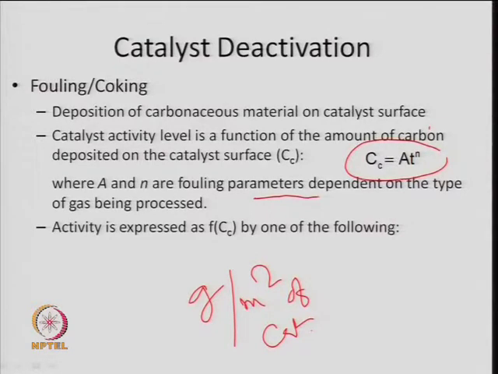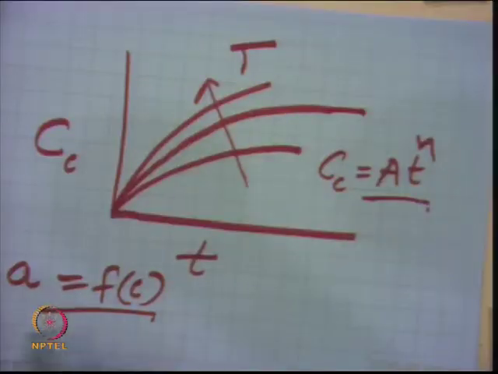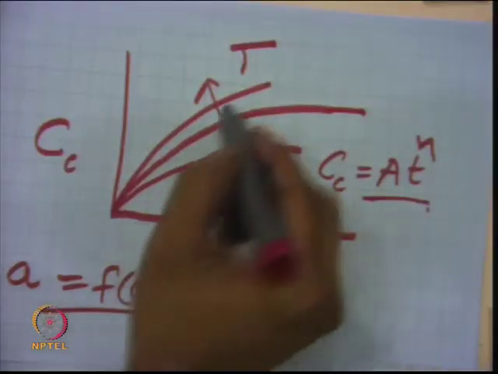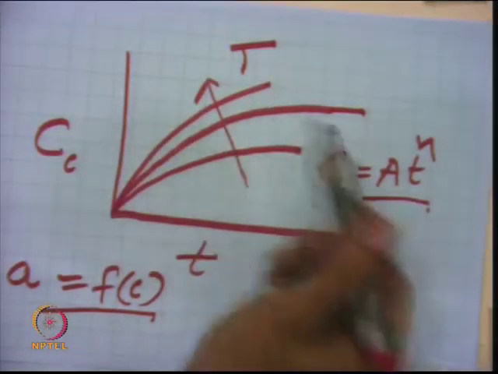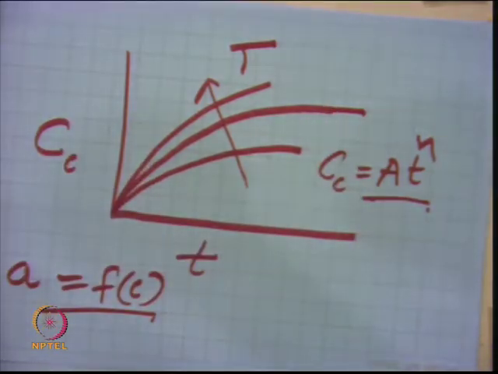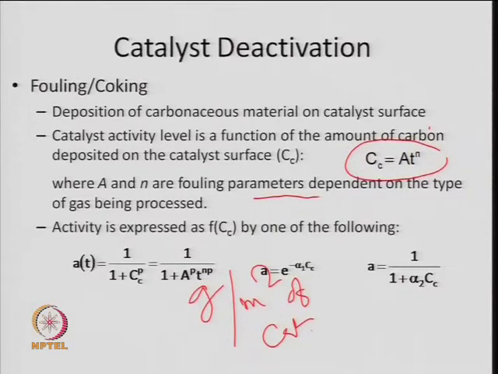Or that can be correlated in terms of the activity, how the activity is related with the coke formation, because once more coke is forming, the activity will drop. So activity A will be some function of coke, and this will decrease. Activity will decrease when coke is forming on the catalyst, because active sites are blocked. There can be different correlations like this.